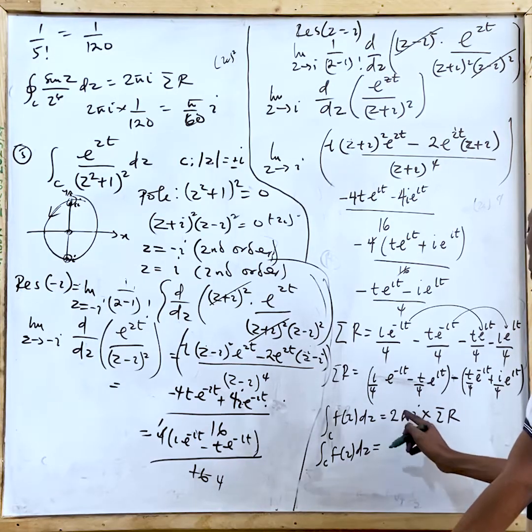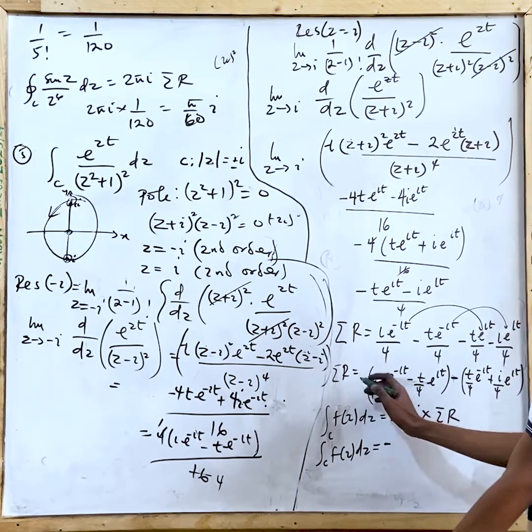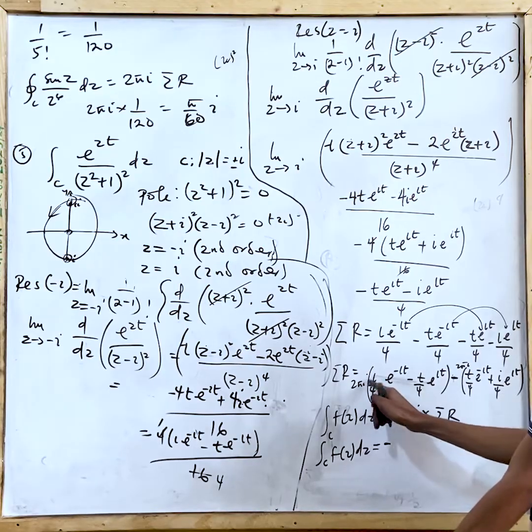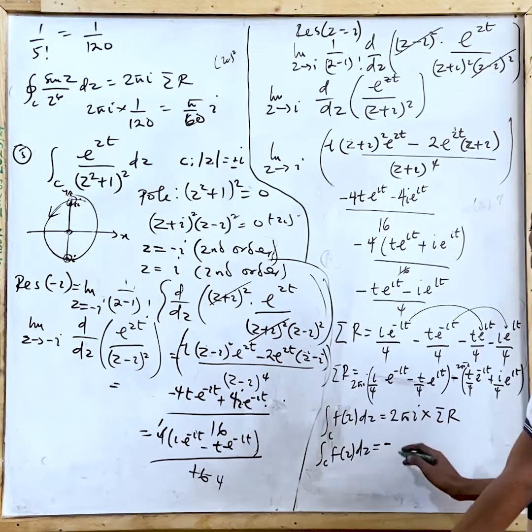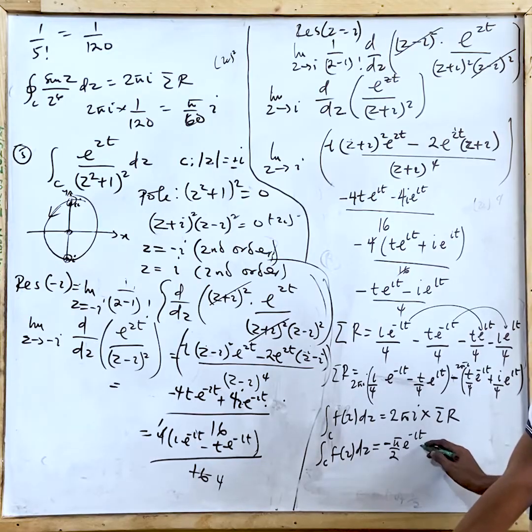So let me say, if I multiply this one by pi, I squared will be minus 1. Right? If I multiply this one by 2 pi I, I squared will be minus 1, 2 over 4, that's minus pi over 2, right? E raised power minus it. Multiply this one by 2 pi I, minus pi over 2 t e raised power it.